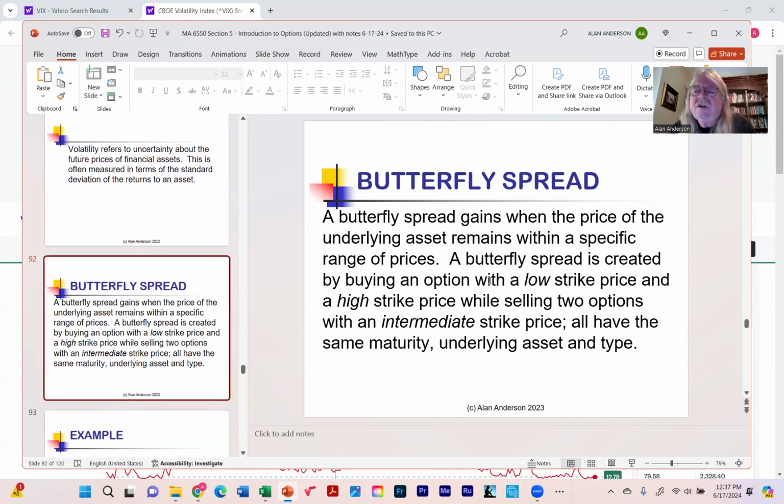So now this sounds very complicated. A butterfly spread is creating, again, because it's a spread, it's either all calls or all puts. Either we buy an option with a low strike price, we buy another one with a high strike price, but we sell two with an intermediate strike price, two in the middle. So now remember, all of these are written on the same asset. They have the same maturity date. What separates them is their strike price. So we buy a low, a high, and sell two in the middle. Why are we doing this? What is this getting us?